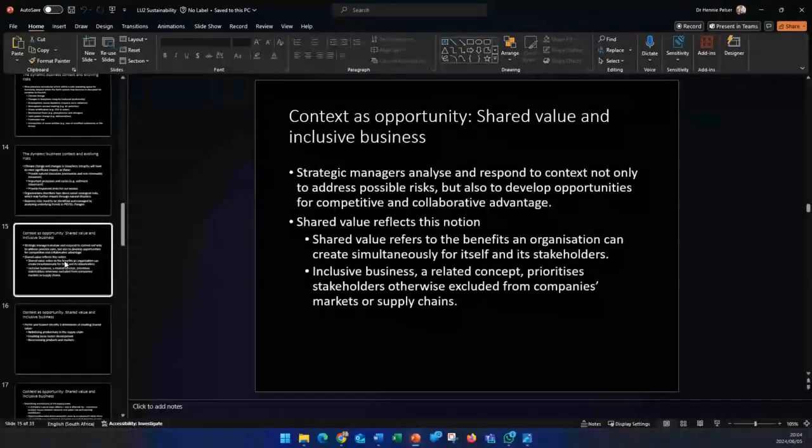Again, guys, obviously shared value is where the organization benefits. And this was in your assignment, and all of you did really well in your assignment with this one. It's where the organization does business in a way that they look after the shareholders, but they also look after broader stakeholders. And then inclusive business is where you look at your traditional stakeholders and you find people that aren't part of your business.